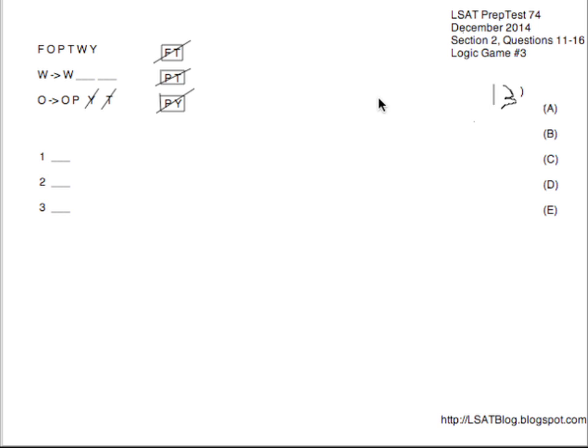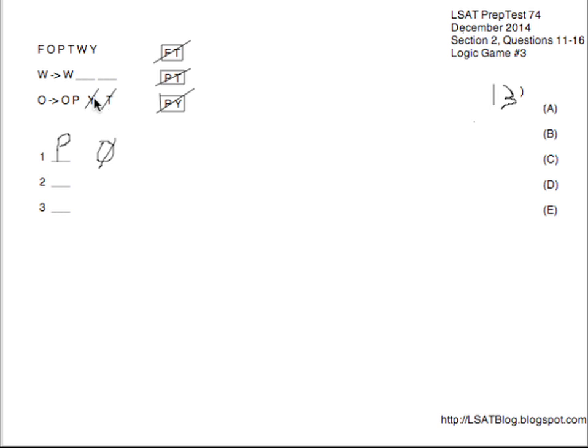Number 12 is a general must-be-true question, so we'll skip that and come back to it later in the game when we have more valid scenarios to help us eliminate incorrect answer choices. Number 13, if one of the rugs is solid peach. So if we have solid peach there, it means we're not going to have O at all.